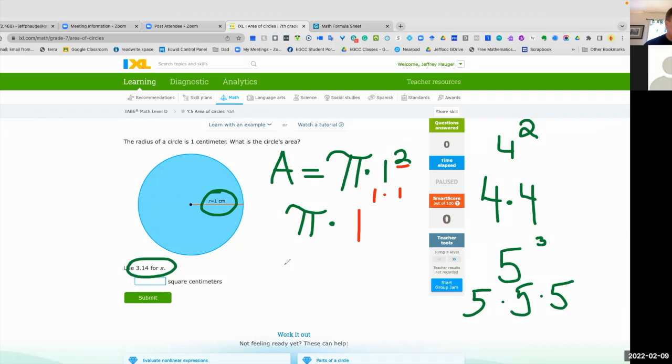Now I'm going to change pi to a real number, because pi is for dessert. It goes last. 3.14 times 1 is 3.14. And that's our answer.